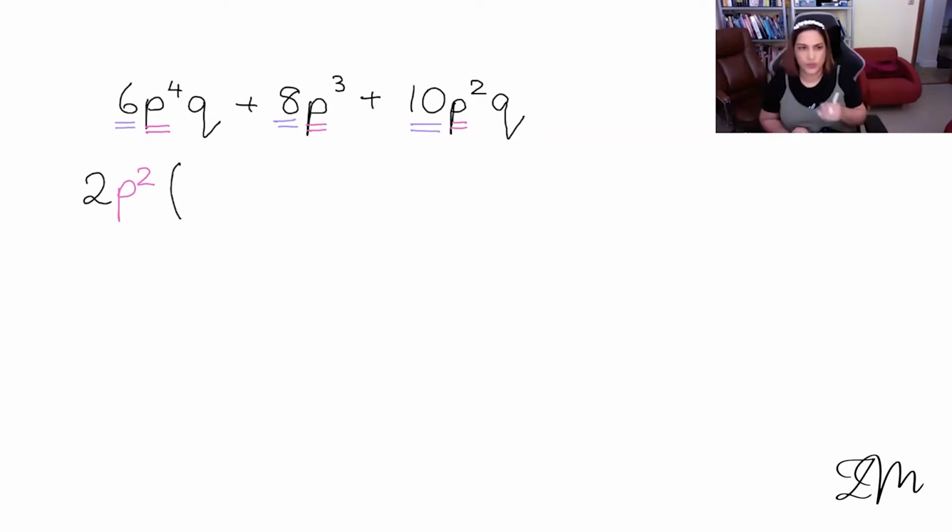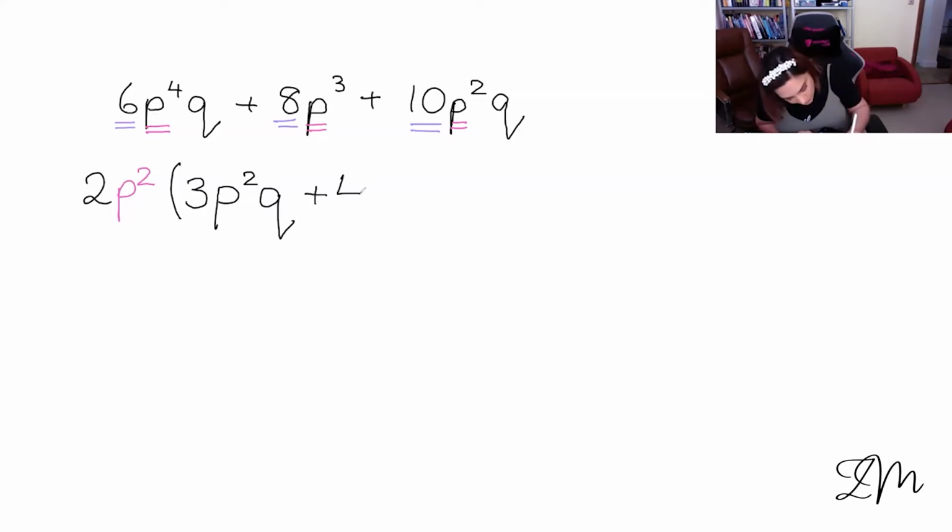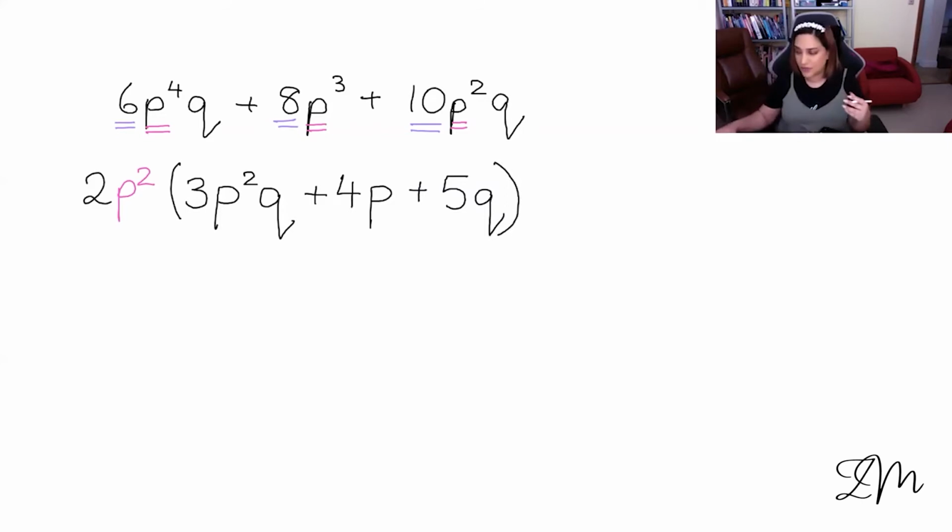So now 2 times what gives me 6? 2 times 3. How many more p's do I need? I need 2 more, and I've got a q. 2 times what gives me 8? Well, that's going to be 4, and I've got another p there. And 2 times what gives me 10, and that's going to be 5. And I've already got the p squared, so the only thing I need there is a q. And I factorise that, and that's taking out my single bracket factorisation.